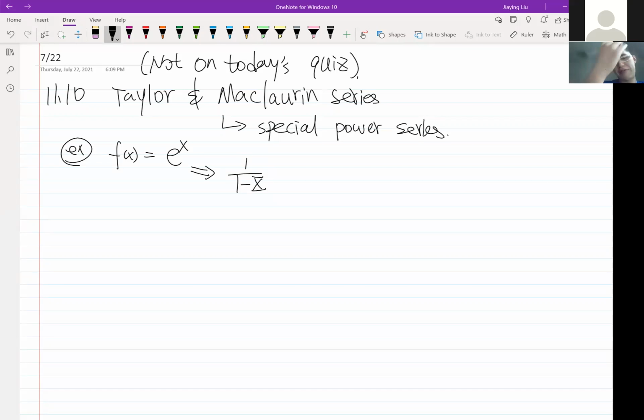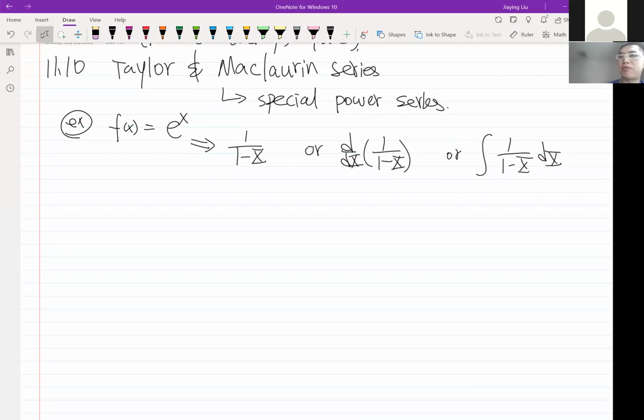It's also difficult to find integrals or derivatives in the form that will give you e to the x, or d dx of 1 over 1 minus x, or integrals of 1 minus x dx. None of this works. So the trick that we did last time doesn't work when we try to find the power series representation for e to the x. So we need a new technique. But before we do that, let me start with the power series.